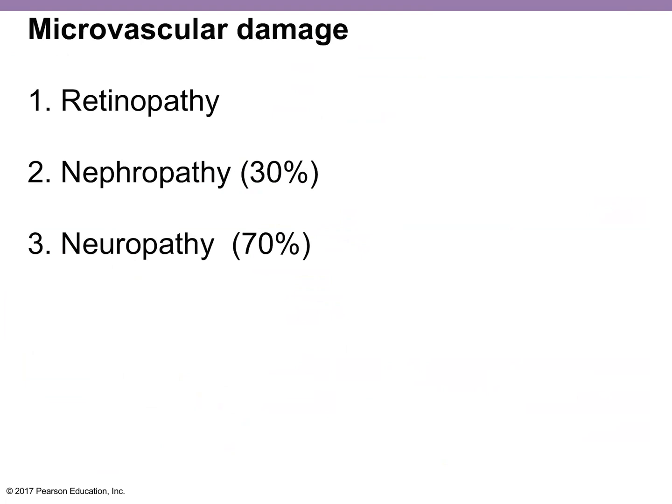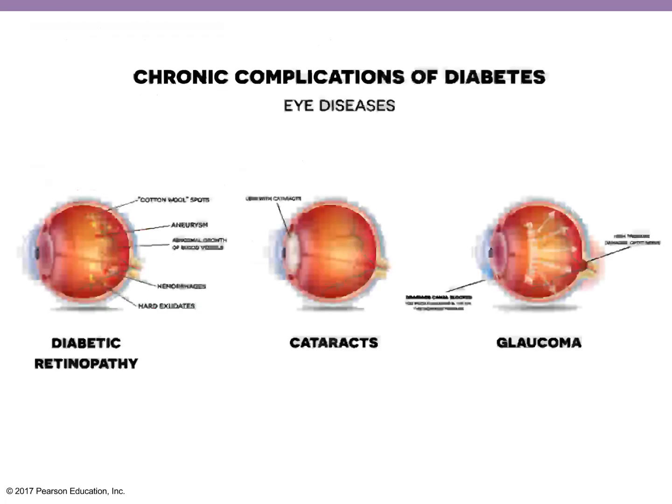microvascular damage. For microvascular damage, we are looking at retinopathy, which is the retina, nephropathy, which is the kidney, and neuropathy, the nervous system. Looking at the 70% here, 70% of diabetics will develop some form of neuropathy. So let's start with the retina.